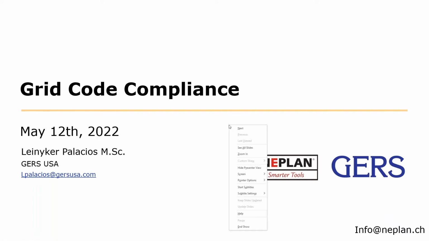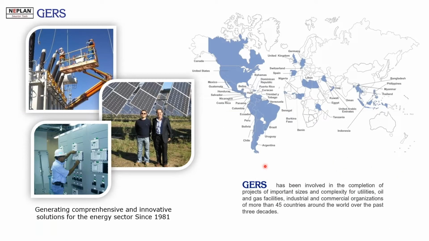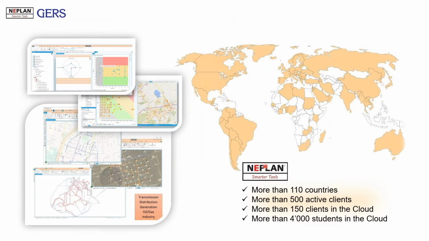First of all, I would like to give a brief introduction about our company. GERS is an electrical engineering consulting group founded in 1981. We have more than 40 years of experience providing electrical engineering consulting services and carry out projects in more than 45 countries. Our service lines include power system studies, field services, and representations such as NIPLAN, which is a software highly used in more than 110 countries. We have more than 500 active customers, and the solutions are related to the transmission system, generation, oil and gas industries planning and operation.